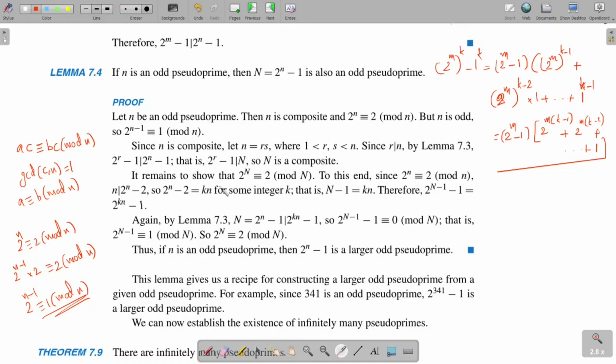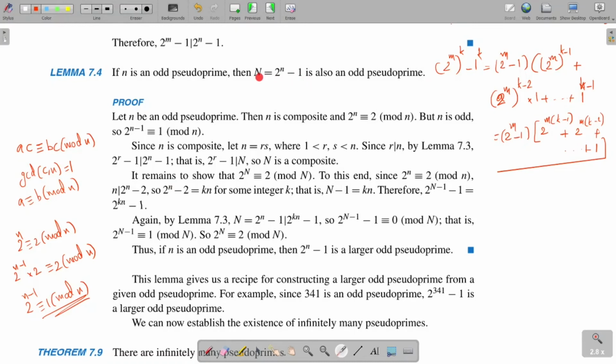That is, n divides 2 raised to n minus 2. This congruence means that 2 raised to n minus 2 is a multiple of n, or in other words n divides 2 raised to n minus 2. So 2 raised to n minus 2 can be written as a multiple of n, that is k into n, for some integer k. And what is 2 raised to n minus 2? It is 2 times (2 raised to n minus 1 minus 1).